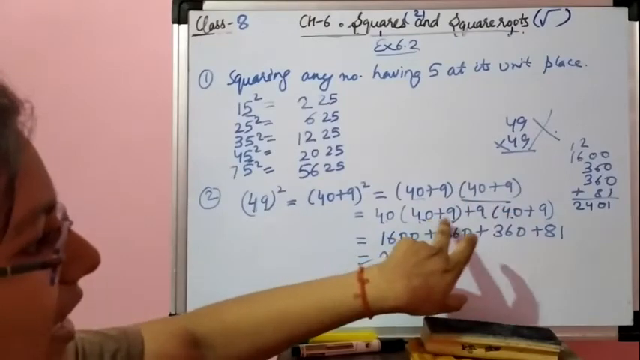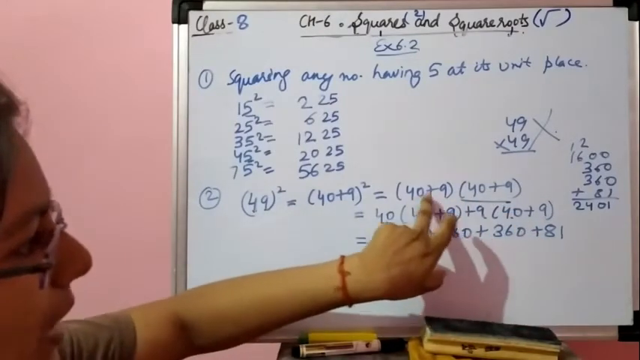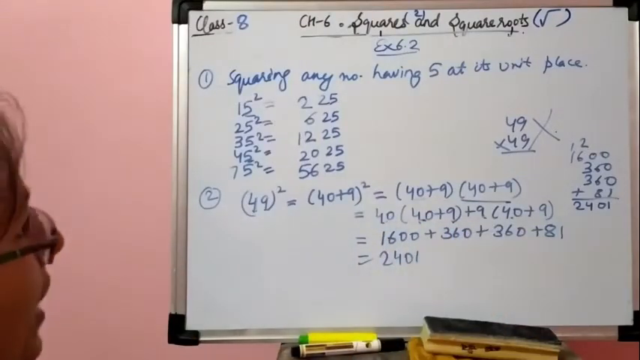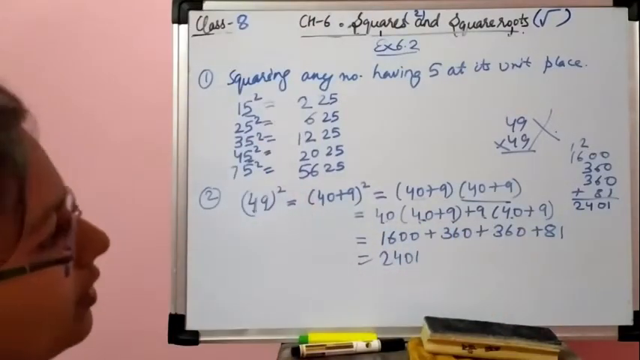So you should be familiar with this method also, how you can split the number and make one bracket fixed, and then multiply another bracket, 40 and then 9, with the whole bracket. So these are the two different tricks.